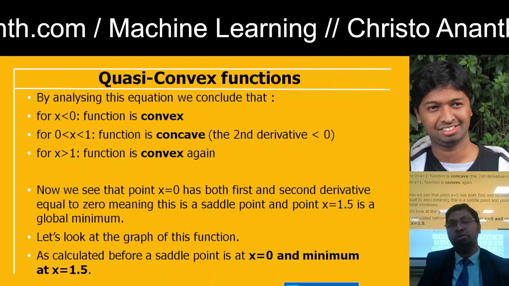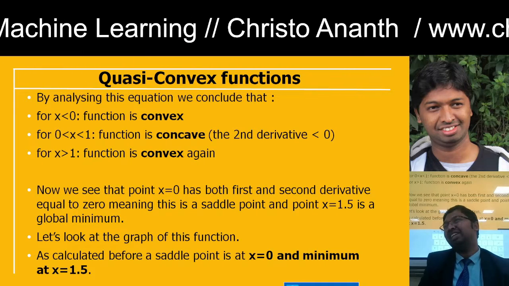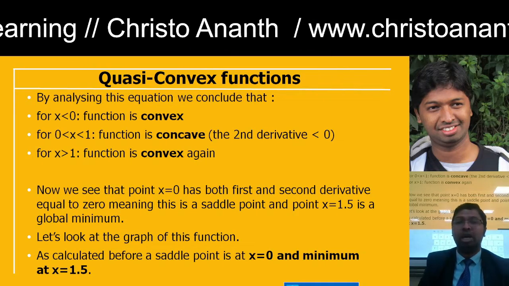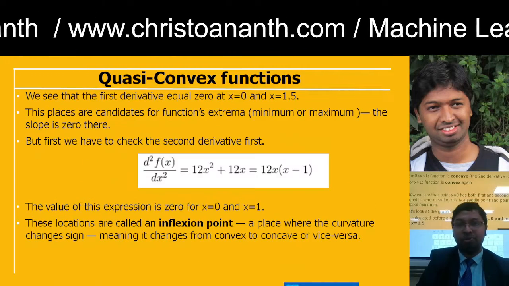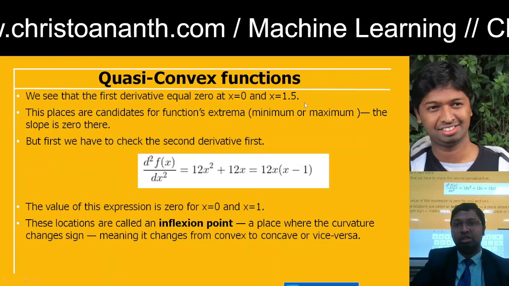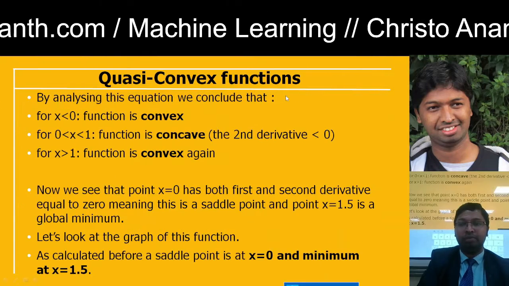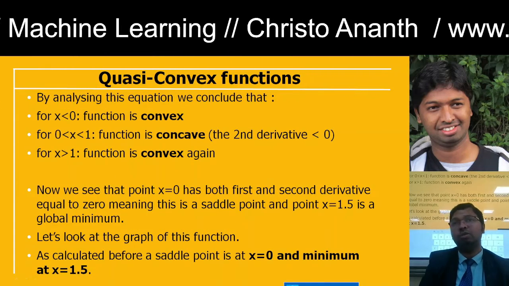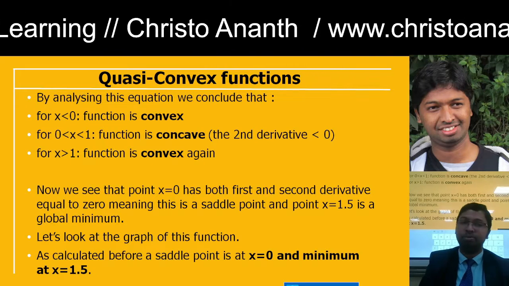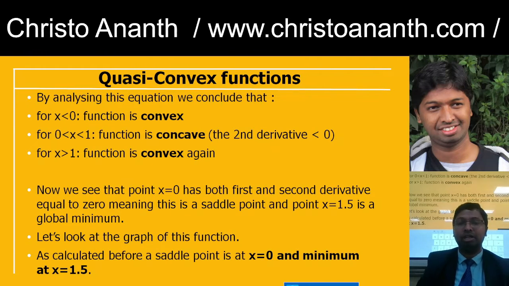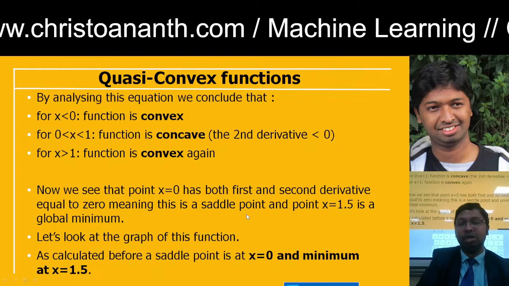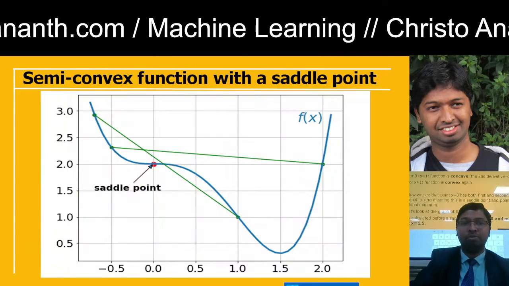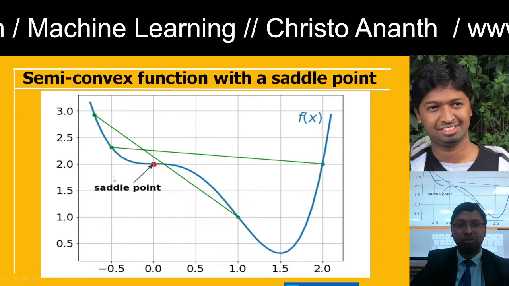So we can see the point x is equal to 0 has both first derivative as well as second derivative equal to 0, which means that it has a saddle point. And the point x is equal to 1.5, what you found here, is said to be the global minima or global minimum. So maybe we'll look at the graph. We can calculate the saddle point at x is equal to 0 and minimum at x is equal to 1.5.